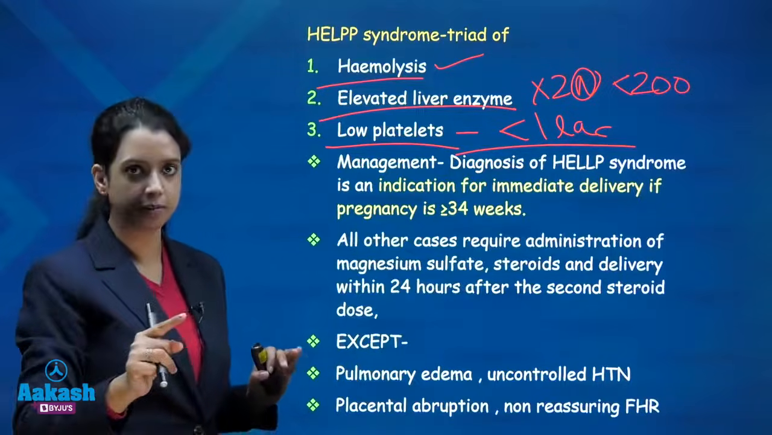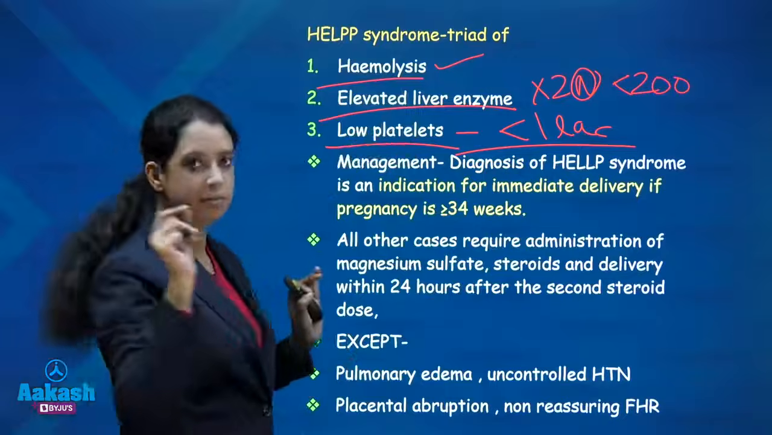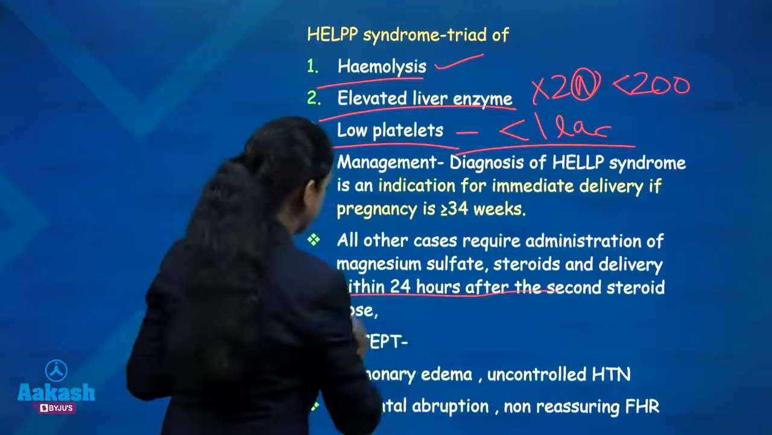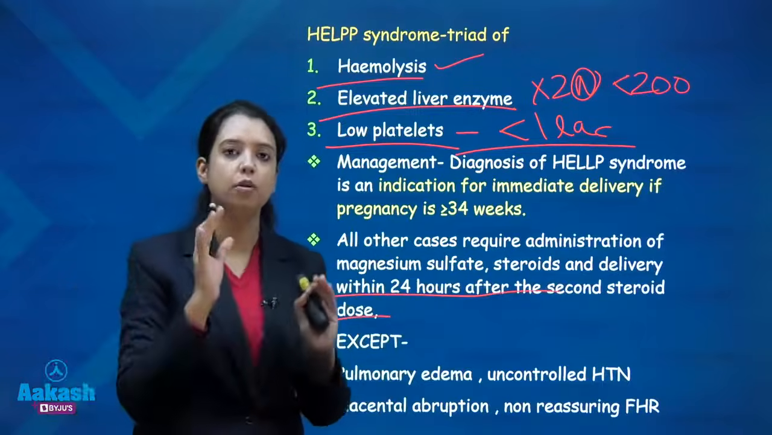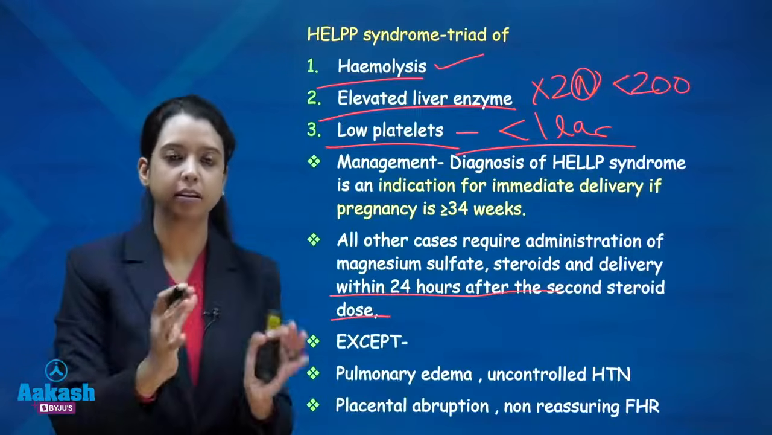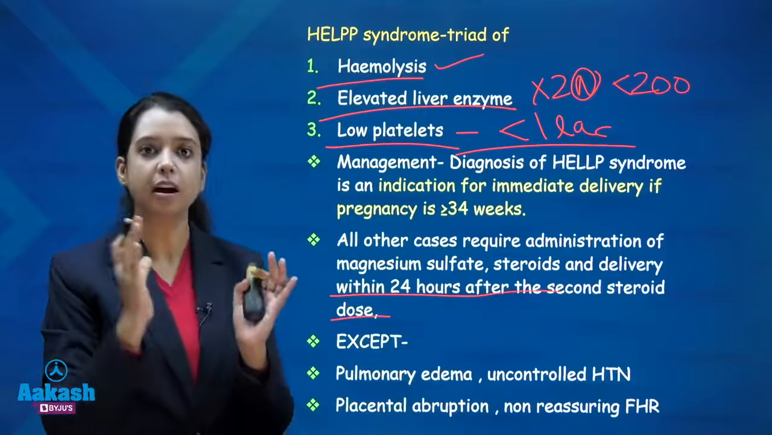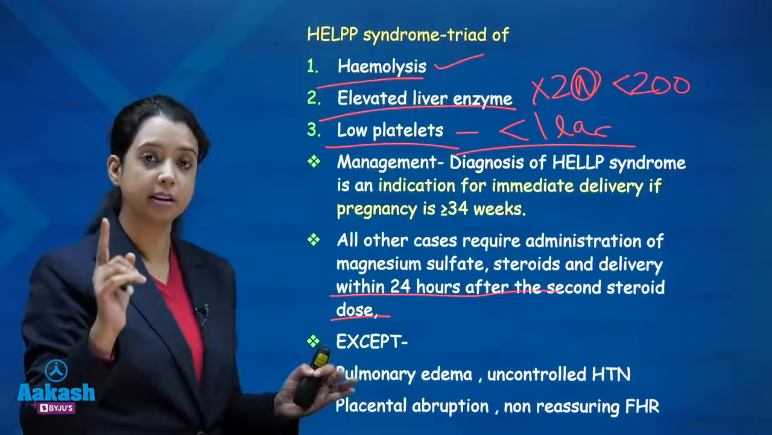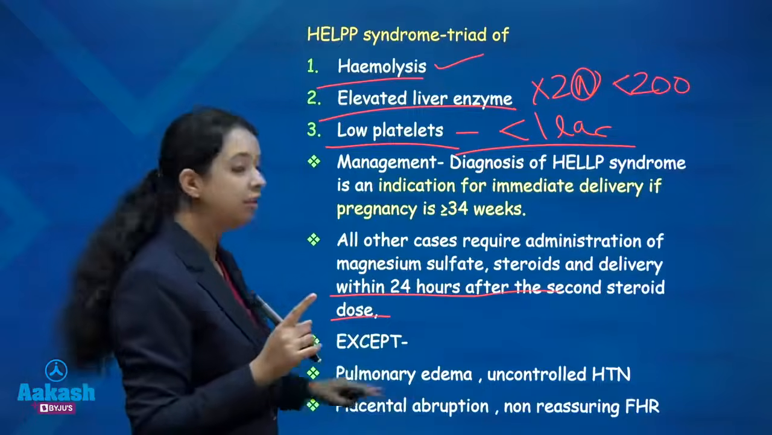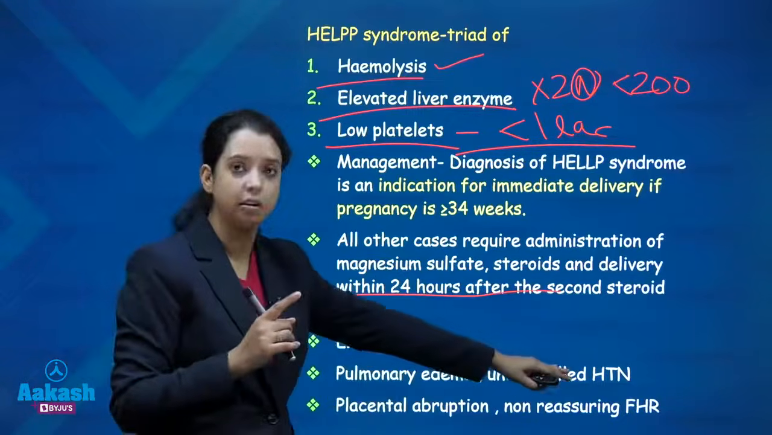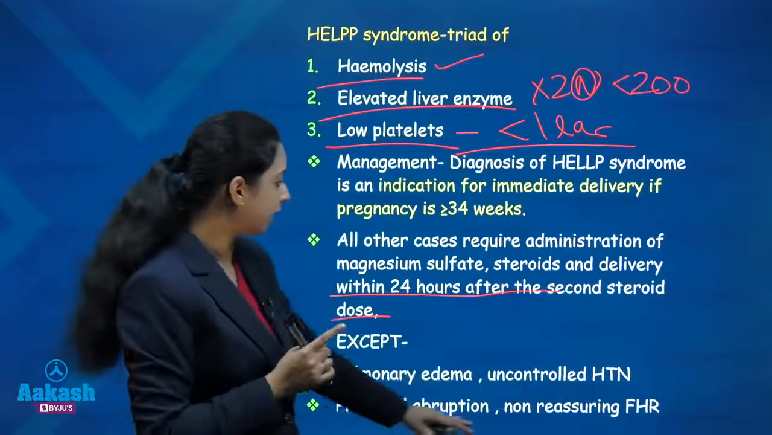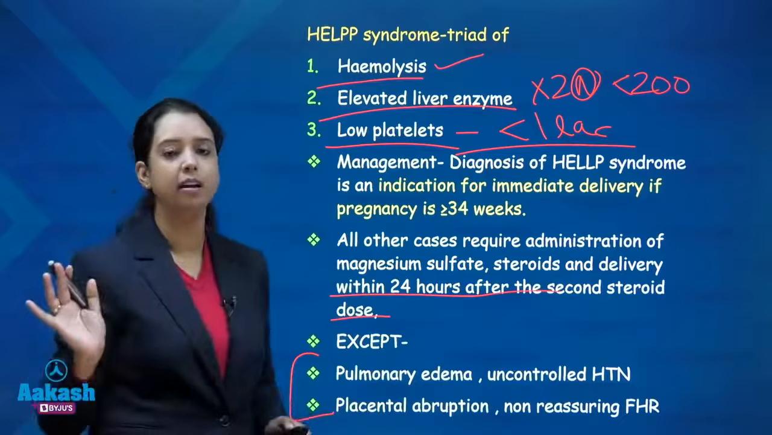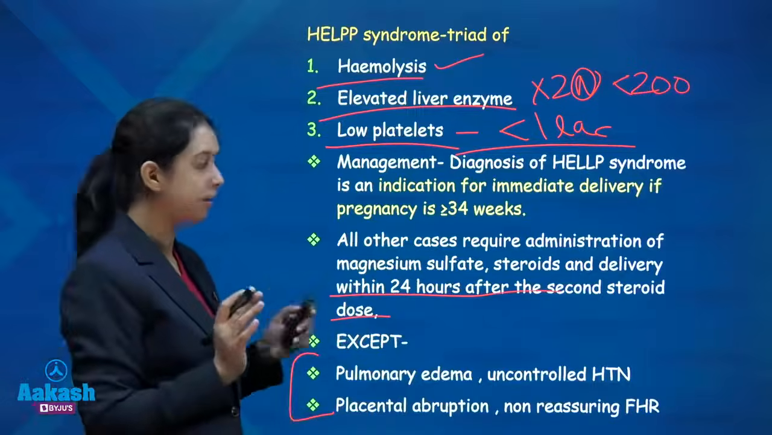If she is less than 34 weeks, you see HELP syndrome is there, admit her, give her steroid and induce her within 24 hours or after the second dose of steroid. Okay, so if you have time and patient is less than 34 weeks, give her steroid. Okay, start with betamethasone, give her steroid, after second dose induce her. Except in certain conditions in which you see that condition is very bad, like pulmonary edema or uncontrolled hypertension or placental abruption and non-reassuring fetal heart rate. In that case, you will not wait for steroid, you will straight away induce. Okay, this is how you manage HELP patient.